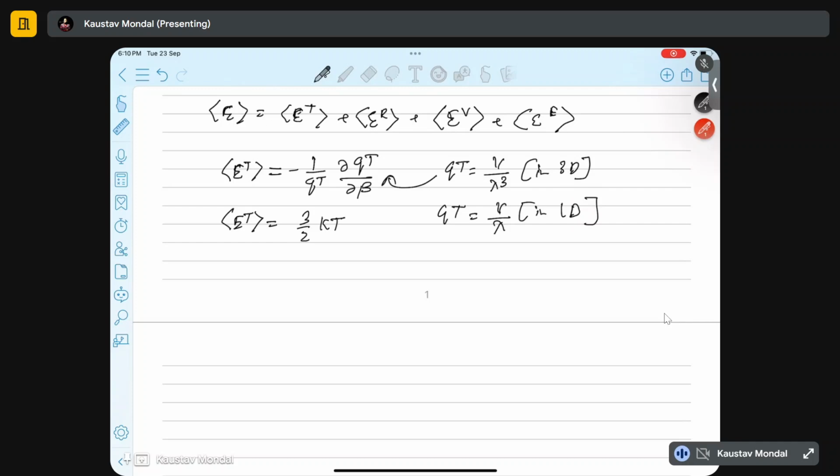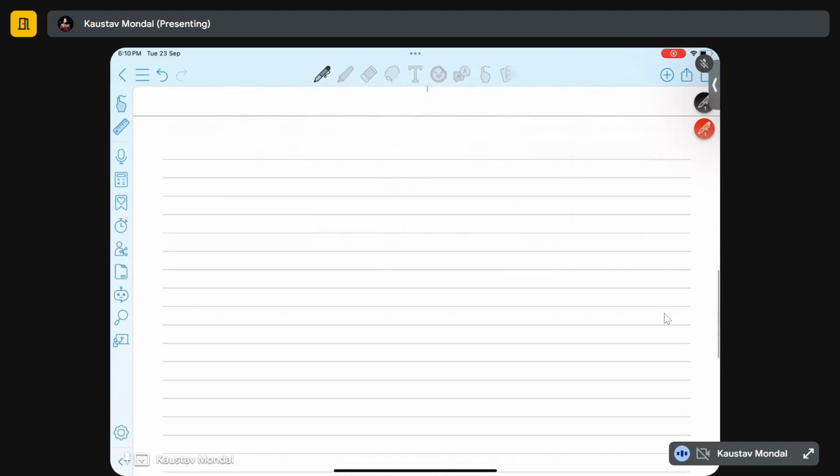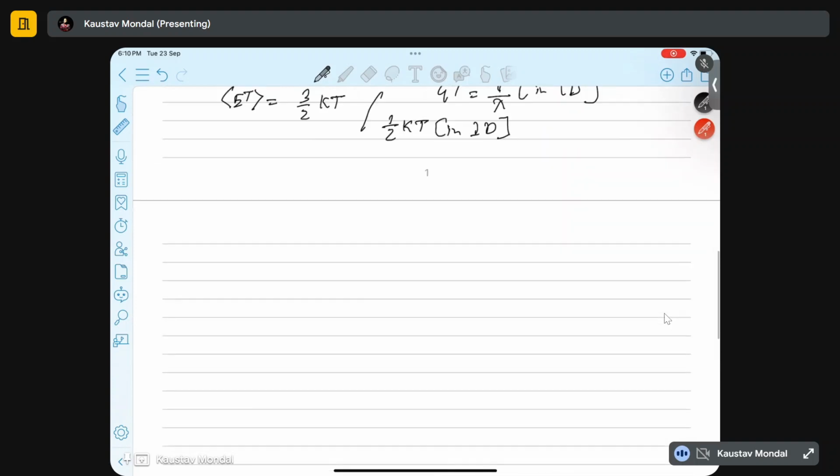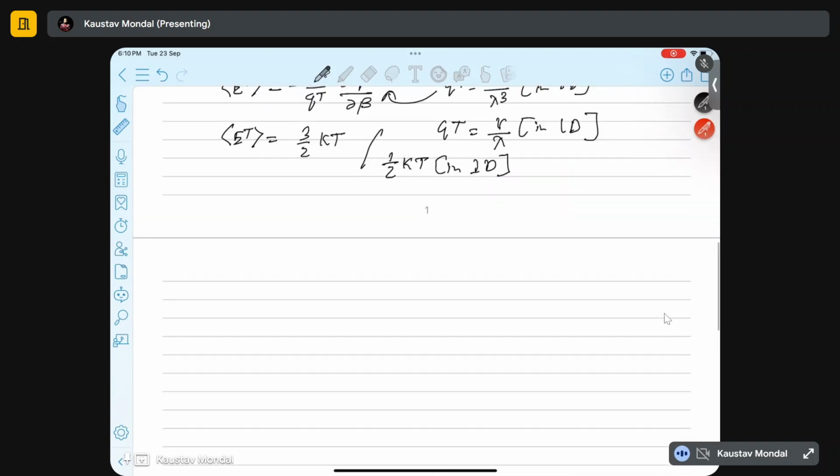And if you calculate similarly, the E_T for the 1D case, you will be getting 1 by 2 kT for the case of 1D. Okay. So anyway, let's take the case of 1D right now for the sake of this discussion. So let's take E_T for the 1D case as half kT. Okay, general case you can say.